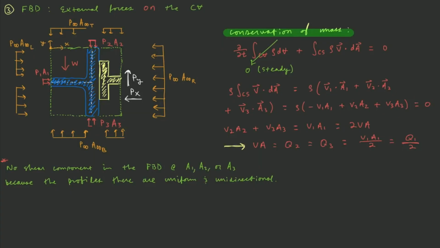And then effectively what we get is that the volumetric flow rate through section 2 and through section 3 are indeed equal, and that is equal to half the volumetric flow rate that goes through 1. So in other words, half the volumetric flow rate that goes through 1 goes to section 2, and the other half goes to section 3, which is exactly symmetrical and what we expect for a symmetry condition, so this result makes sense.